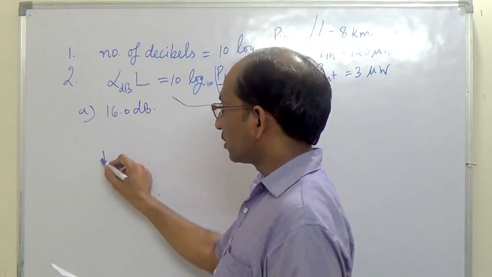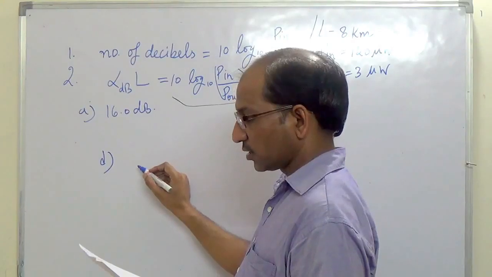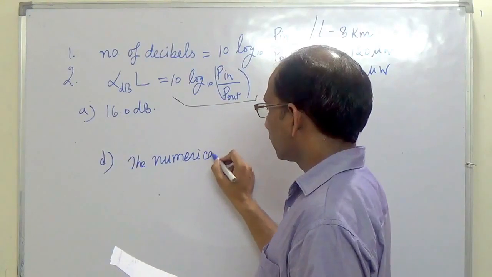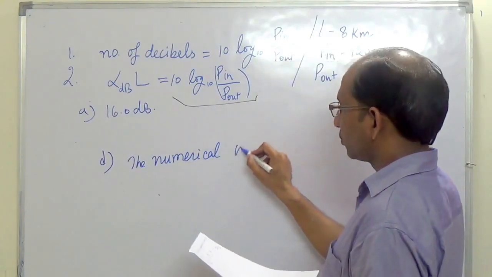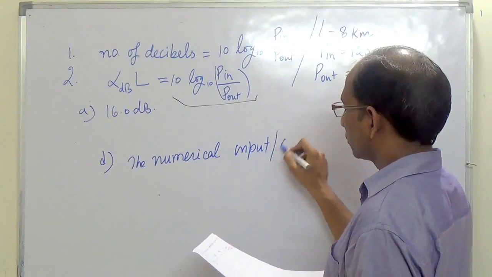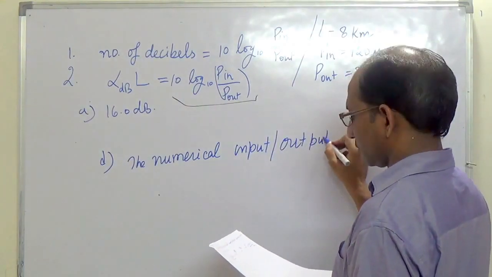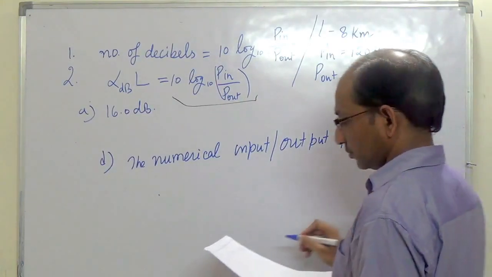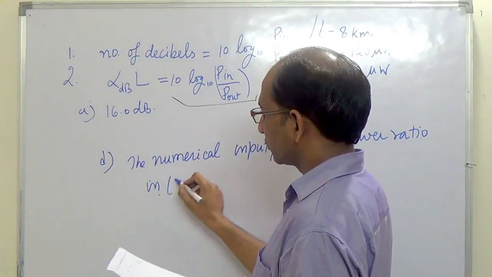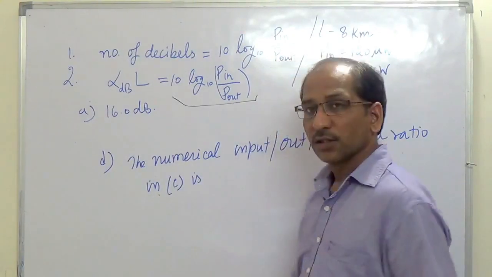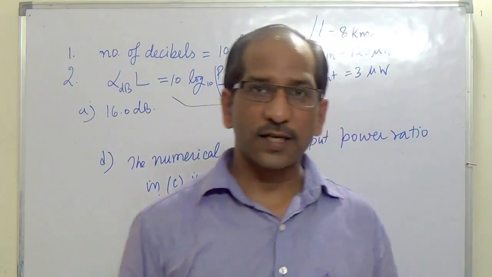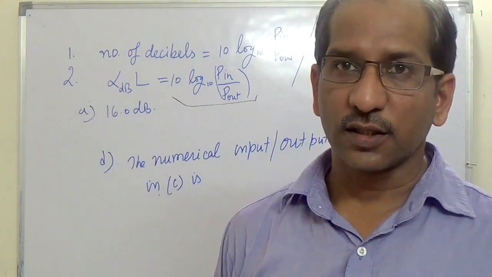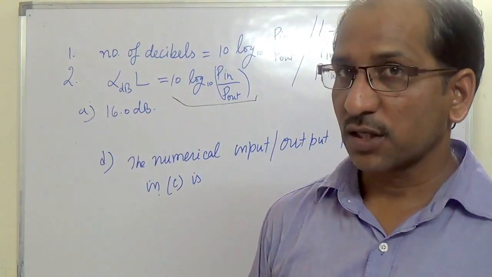So the D part of the numerical is the input output power ratio in C. What is it? How much was the attenuation in case of C? 20 plus 9, that was 29. So overall attenuation is 29.